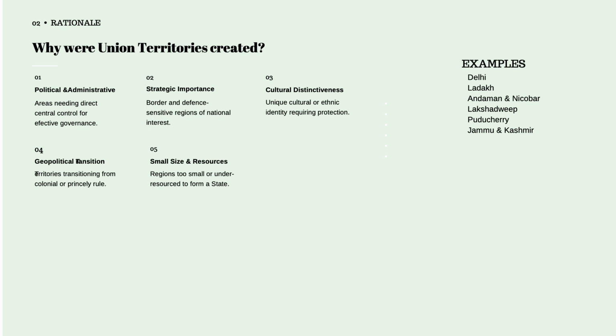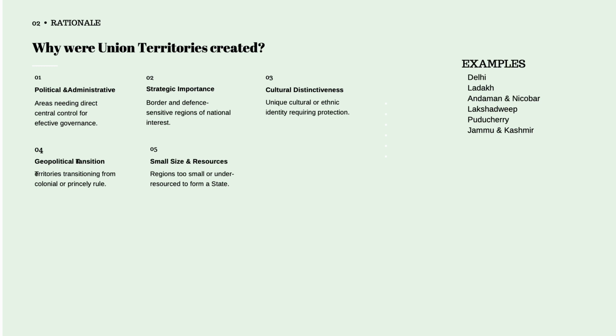Third, cultural distinctiveness: unique cultural or ethnic identity requiring protection. Andaman and Nicobar Islands have a very unique cultural and ethnic identity, so they needed protection. You can research on that. These are tribal communities that have been living in a very different type of cultural orientation. So they needed protection from the central government, and that is one of the reasons mentioned by the central government as to why Andaman and Nicobar Islands was considered a union territory in the first place.